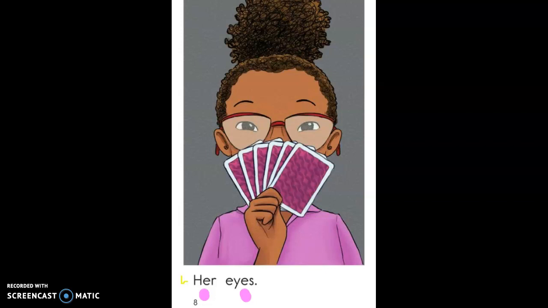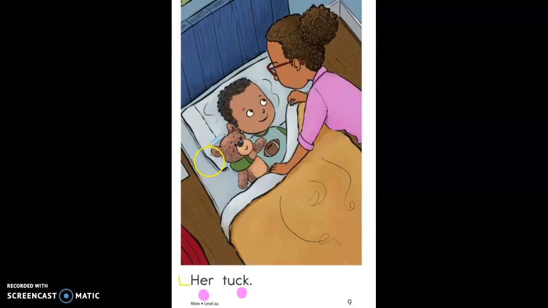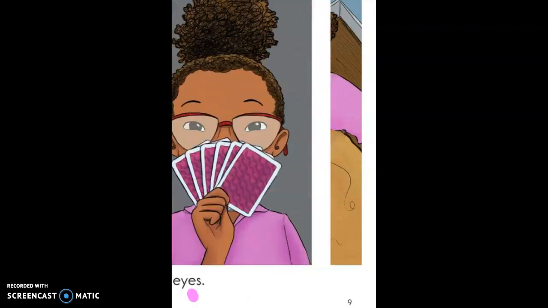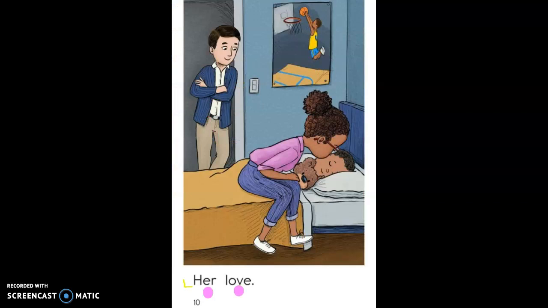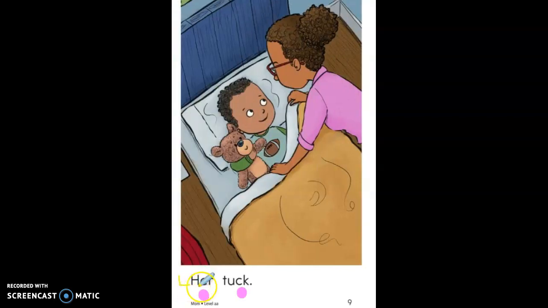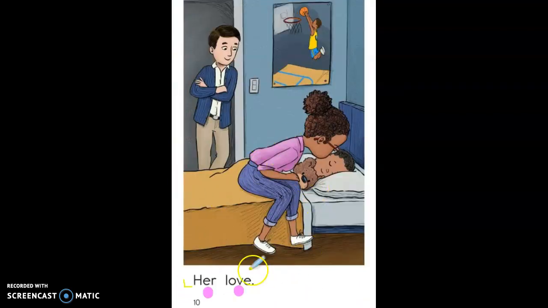If we go back to her tuck, let's go back to the page. It says her tuck. I want to know what we read after we read about her tuck. Did we read about her eyes after the tuck, or did we read about her love? Yeah, we read about her love because if we start on the page that says her tuck, we want to know what comes after, so we're going to turn the page, and her love came after. We read about her tuck.